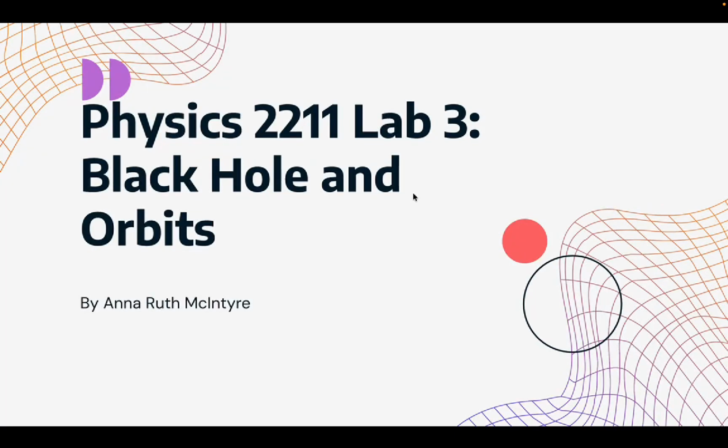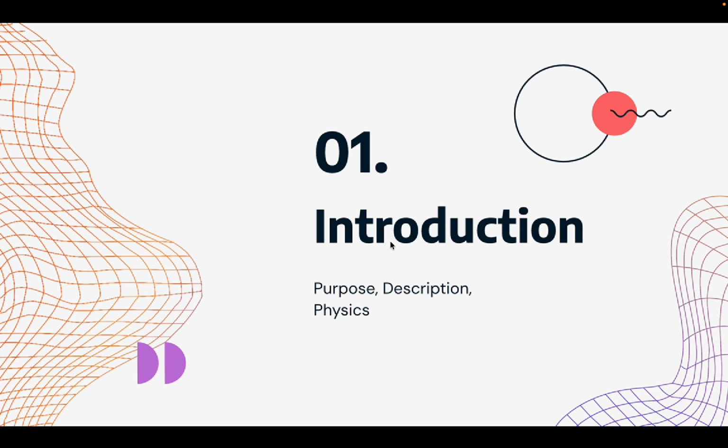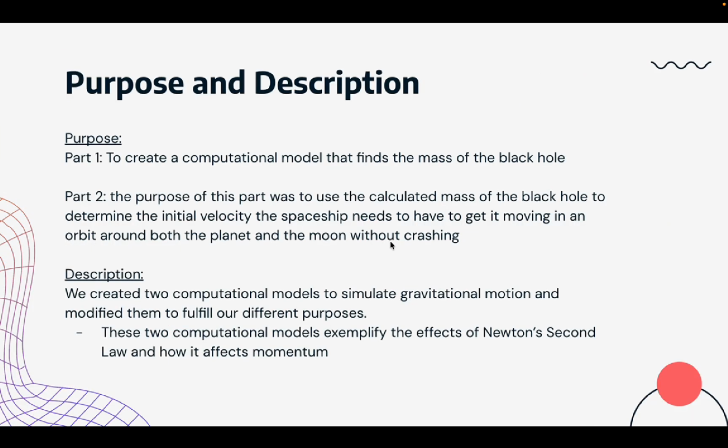We have Physics Lab 3, Black Hole and Orbits. Let's get it. First, we got our purpose and description. So we wanted to create a computational model that finds the mass of the black hole. In part 1 and part 2, we used that calculated mass to determine the initial velocity and have it moving around the planet without crashing.